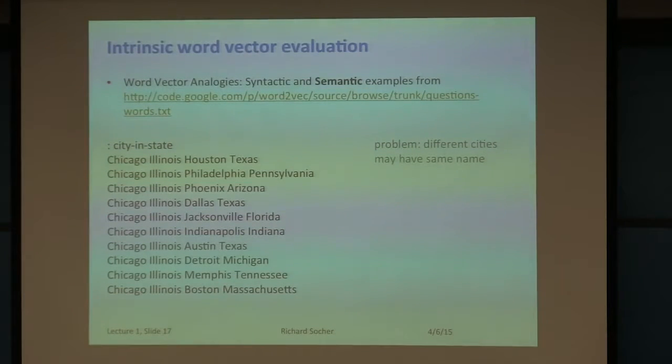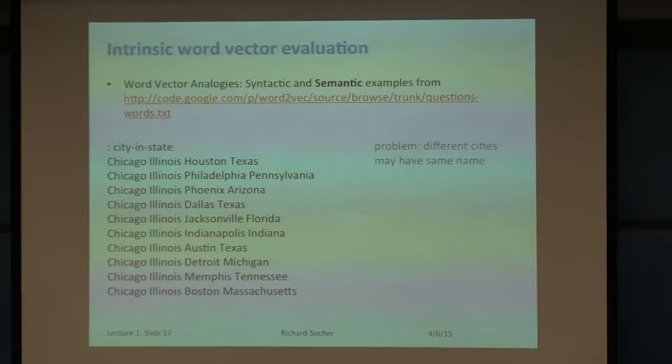All right. So just to give you an idea of what we're really saying when we say this works in 70% of the cases, what does this data set actually look like? Here we have syntactic and semantic examples from the original data set. Here are the first couple of examples for semantics. Here we have city in state. So if we say Chicago to Illinois is like Houston to what other state? This is one of the sets of analogies that we're trying to do.